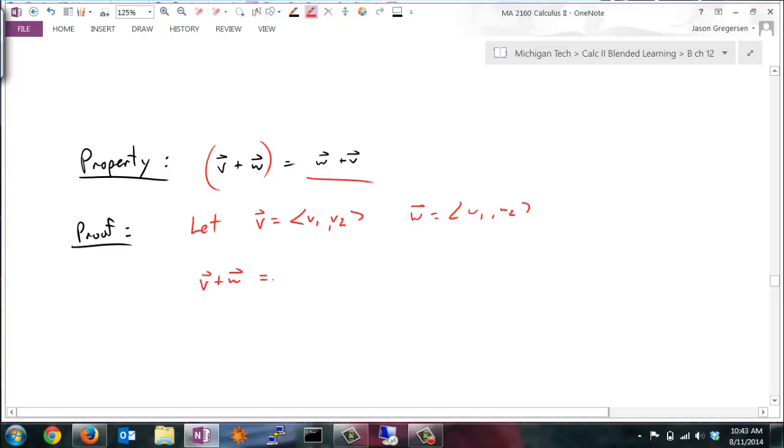But I have a definition for vector addition. I know how to add them. So this would just be v1 plus w1, v2 plus w2. That's true by the definition of vector addition. And we've defined how we're doing addition. I'm just applying that.